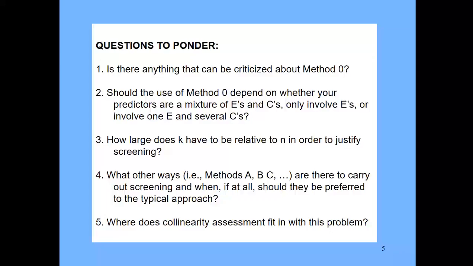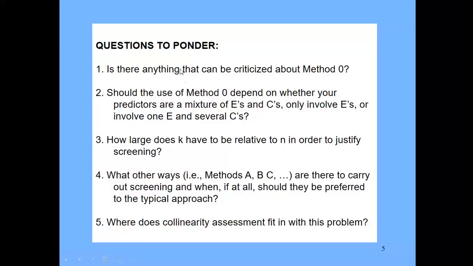Well, the third question doesn't really have a great answer. Nobody has a good answer to that. So that's it for the third question. What other ways are there to carry out screening, and when, if at all, should they be preferred to the typical approach? That's what I want to talk about. And where does collinearity assessment fit in with this problem? Well, I'm going to answer the fifth question, and then most of what I'm going to talk about is number 4.